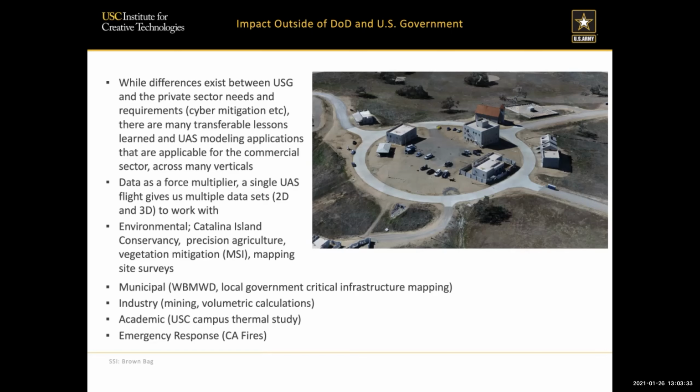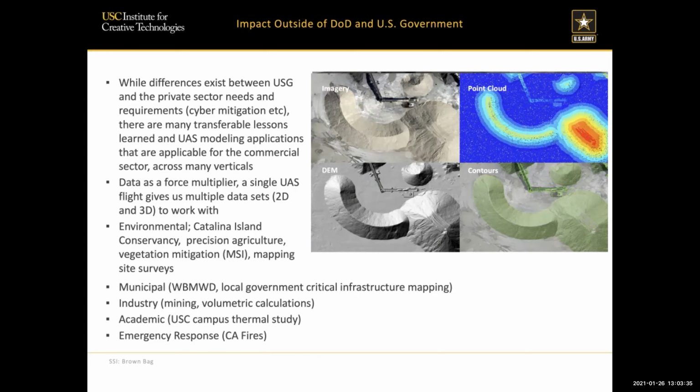First and foremost, if you want to advance one more slide, Kyle, the data is a force multiplier here. So one UAS flight gives us a whole suite of both 3D and 2D data. We get imagery, we get a point cloud, we get a digital elevation model, contours, and a 3D mesh. So the applicability is large off of one collect.